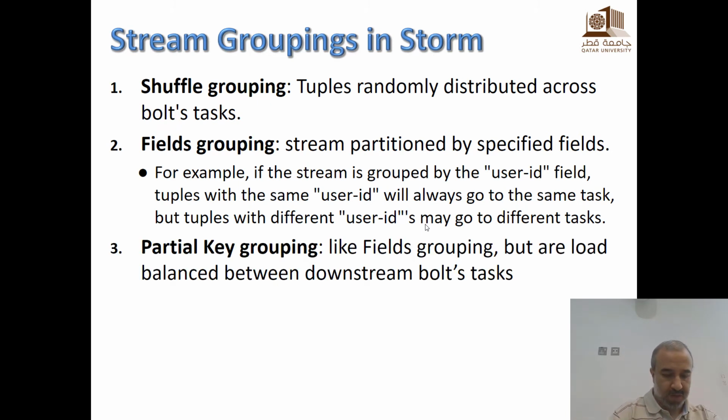Right. The third one is partial key grouping. This is like fields grouping, but it is load balanced. Storm tries to balance the load between the different tasks. But still, all the tuples of the same value of the specified field will go to the same task. So if we need to maintain load balancing, then we should use partial key grouping.